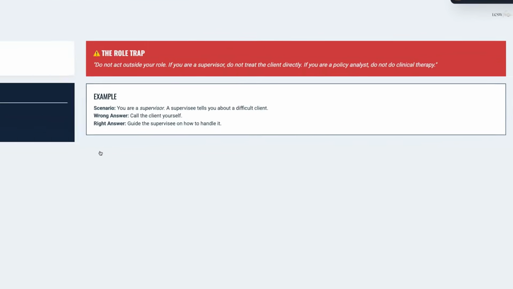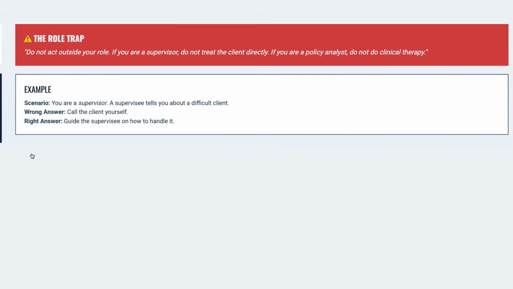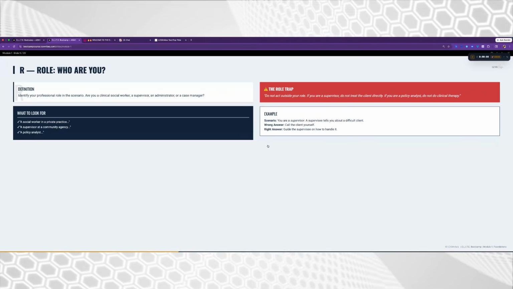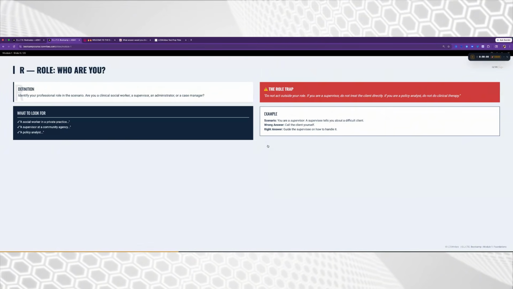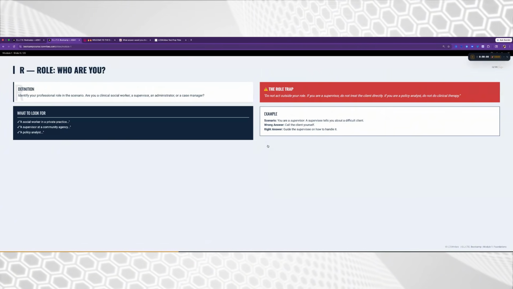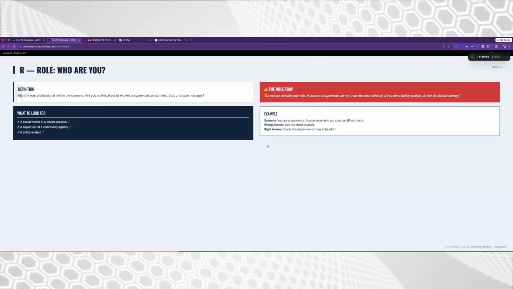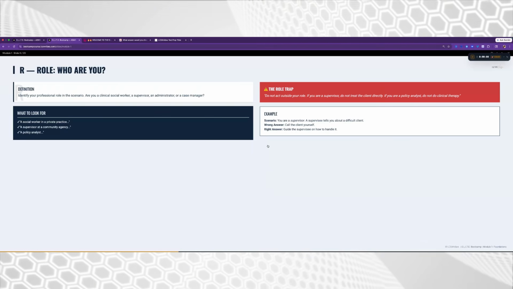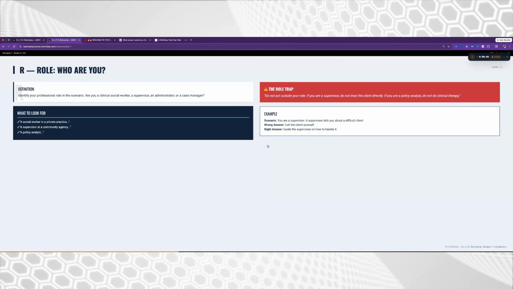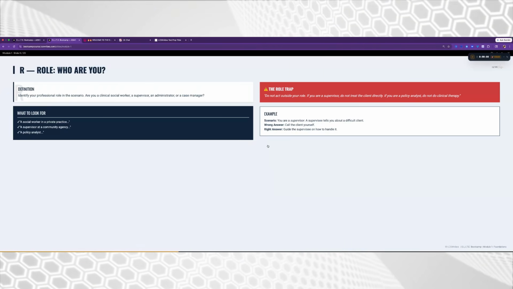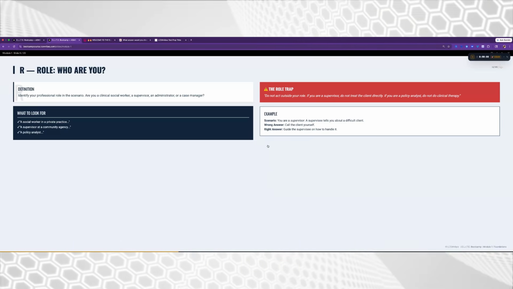The role track: you do not act outside of your role. So if you're a supervisor, you're not treating the client directly. How are you treating the client if you're a supervisor? Indirectly, right? Through who? Through your supervisee, exactly. You're not treating the client directly. You're treating them, like you said, indirectly through your supervisee. If you're a policy analyst, you're not doing clinical therapy. So you have to be aware of who you are in that test question scenario.